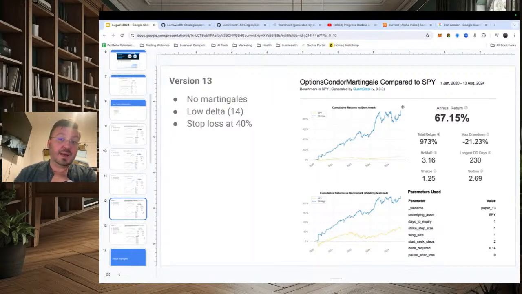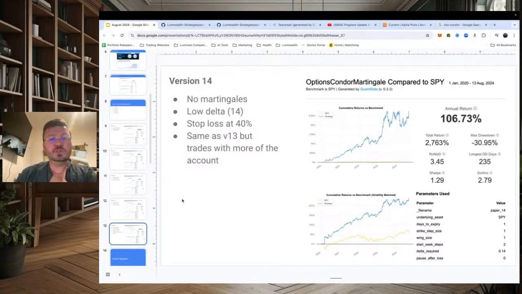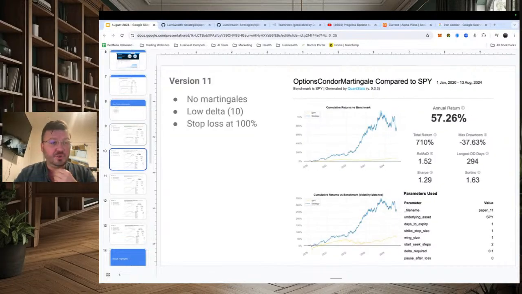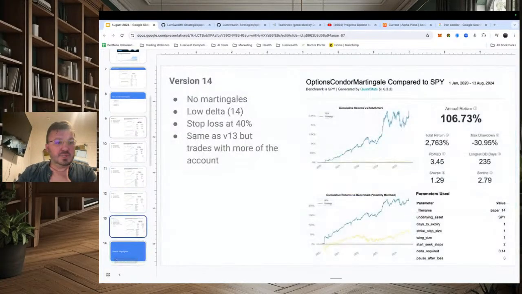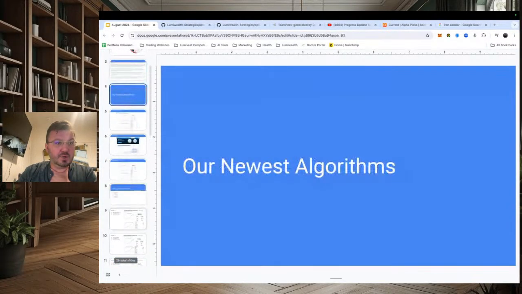This is also going back 4 years, so quite a longer backtest. So that gives a very nice ROMAT of 3. It's a very nice risk to return ratio. And then we also made a version 14, which is basically the same thing as 13, just more aggressive. It's just trading more contracts at a time. All right, so those are a couple of our new martingales, if you want to choose any of those as well.